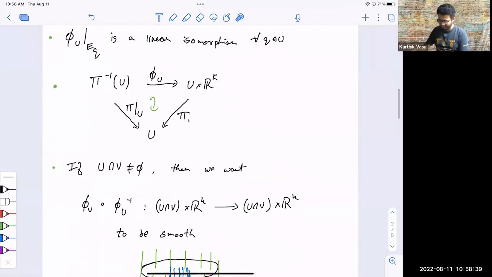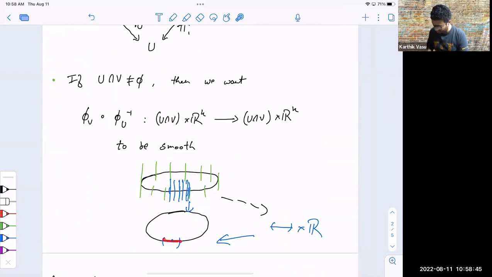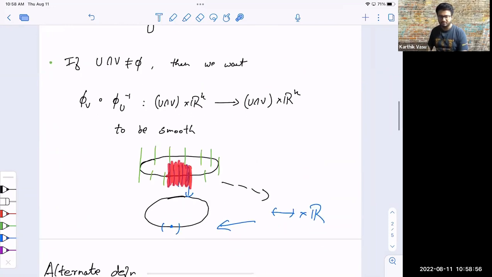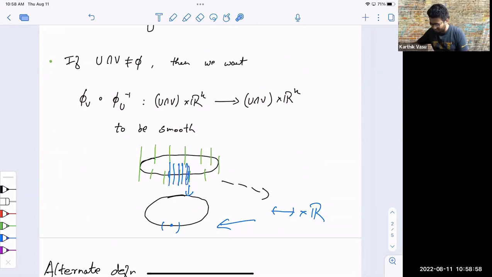Basically what I wanted to say is, if you take an open set on the bottom and you take the inverse image of that, so take all the fibers going through those points, that will be an open set on the top here. So this will be an open set on the top. And you will be able to trivialize it.